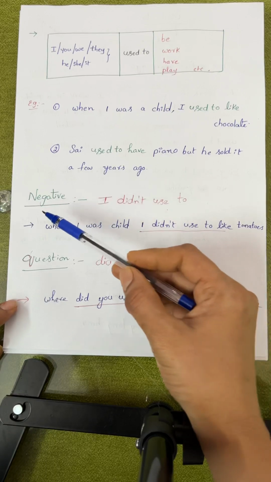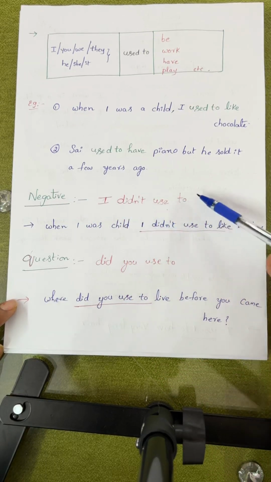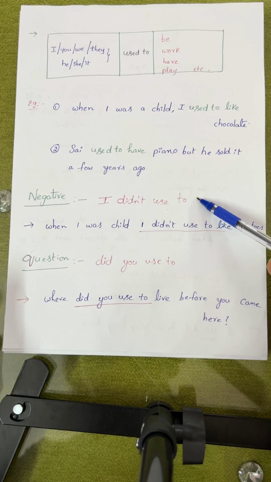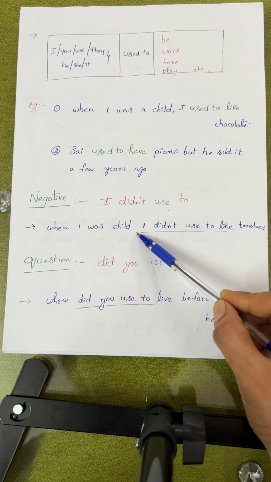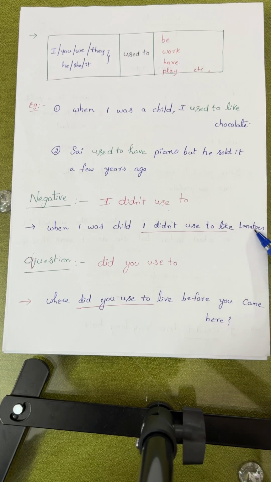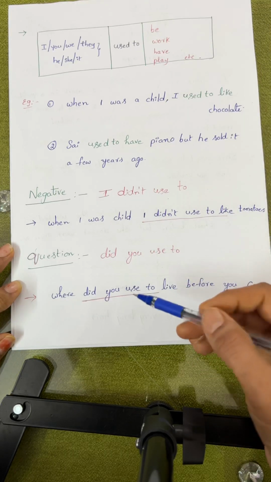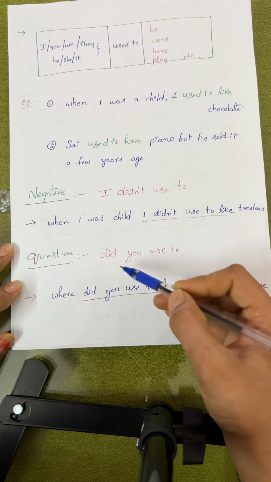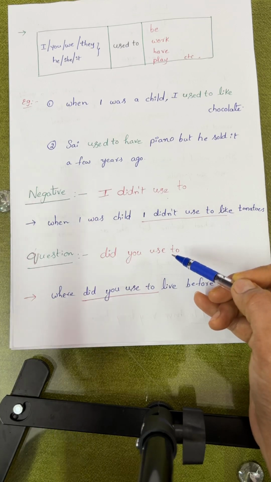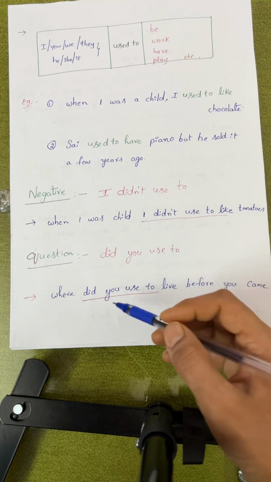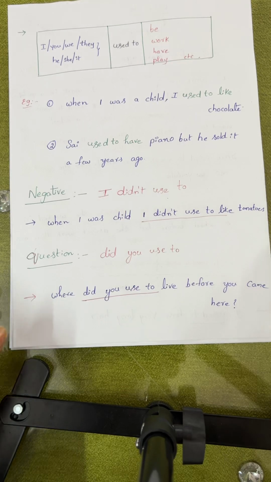Next, how do you frame negative sentences? Didn't use to, didn't use to. Here: when I was a child I didn't use to like tomatoes, like this. How can you ask a question? Did you used to, like this. Where did you used to live before you came here, like this.